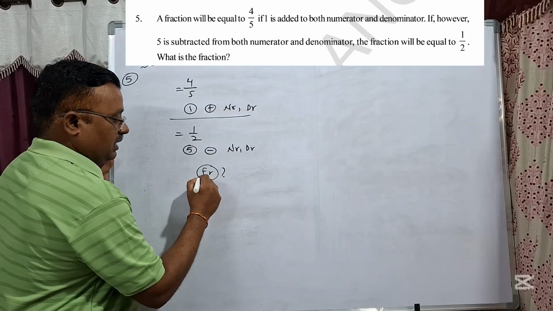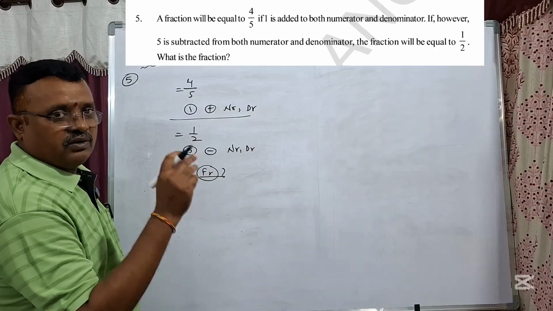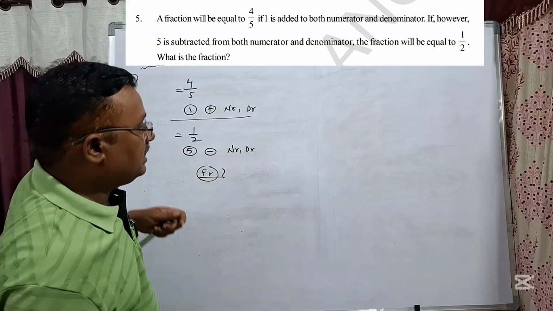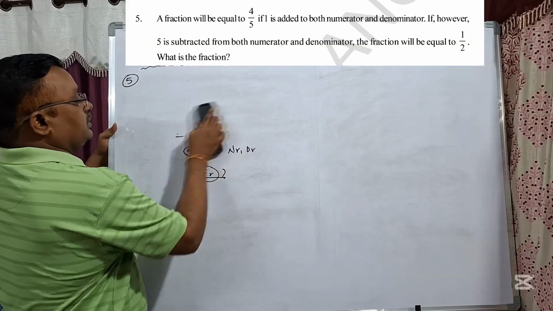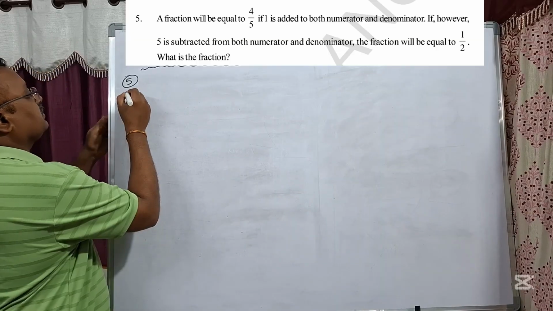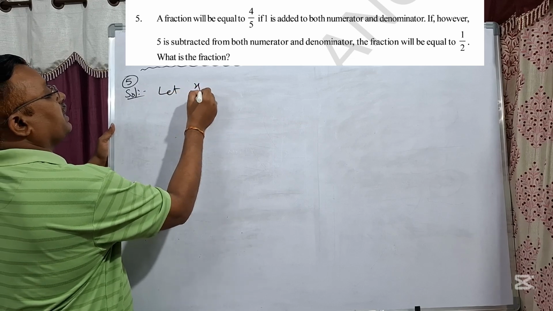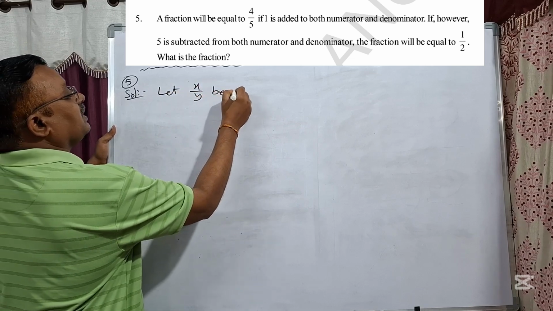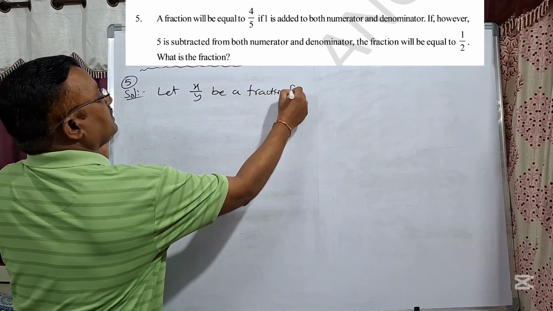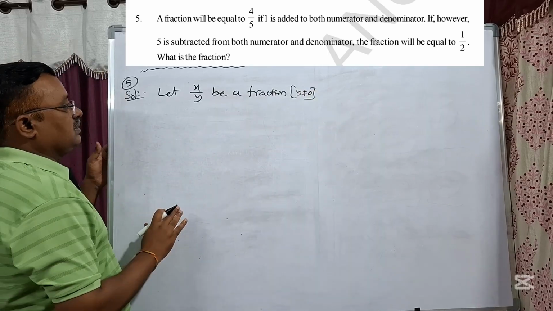Since we need the fraction, a fraction is generally in the form of p by q. We will consider that one like this. So the solution starts with our requirement. Let x by y be a fraction. Consider y not equal to 0. Okay, that is the rule.